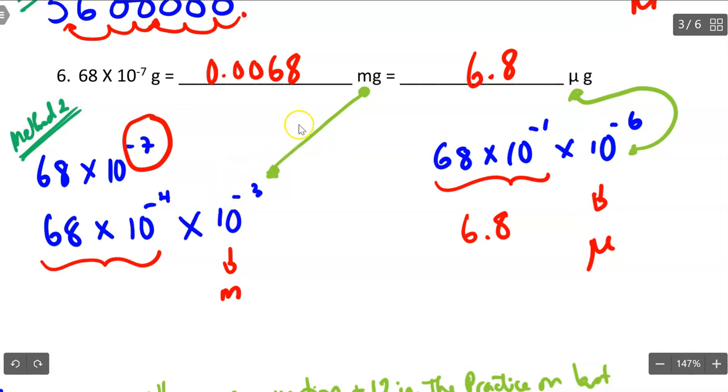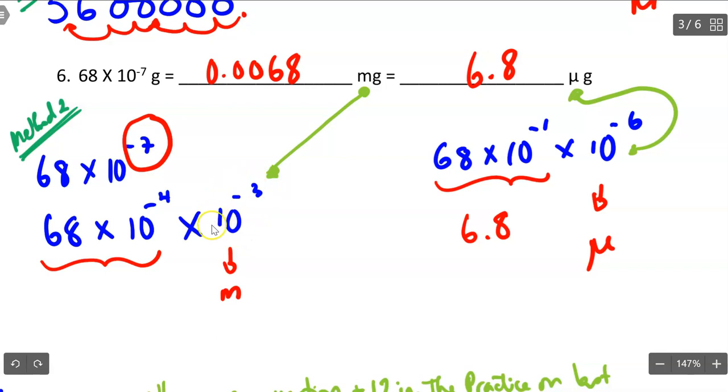Right here I have milli. Milli is a prefix representing 10 to the exponent negative 3. So I write down 10 to the negative 3, but I originally have 10 to the negative 7. So from 10 to the negative 7, I write it as 10 to the negative 4 times 10 to the negative 3, because negative 4 plus negative 3 gives me negative 7. Based on this, you pull out the correct power of tens to work with.